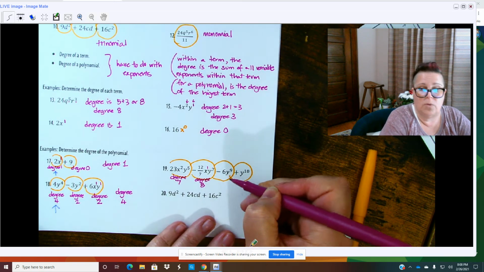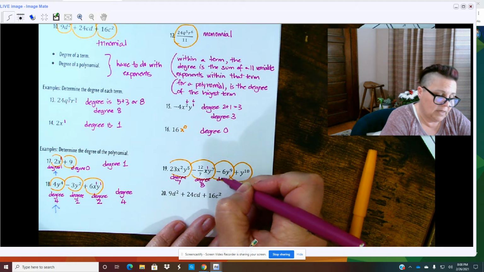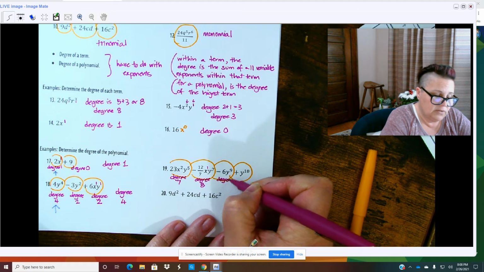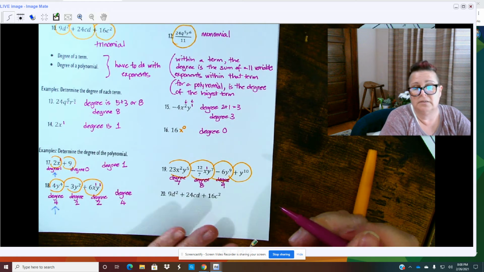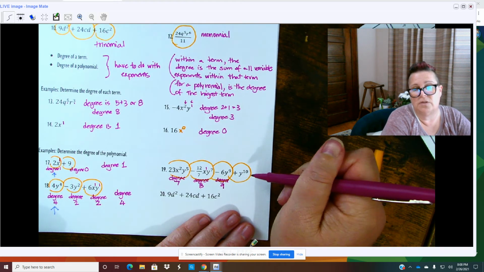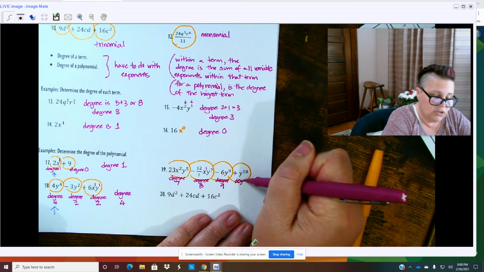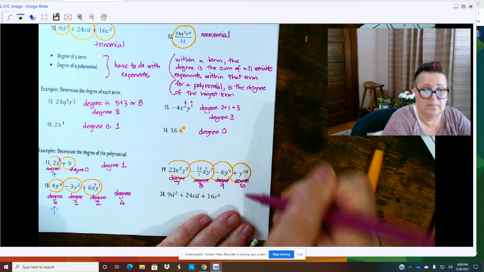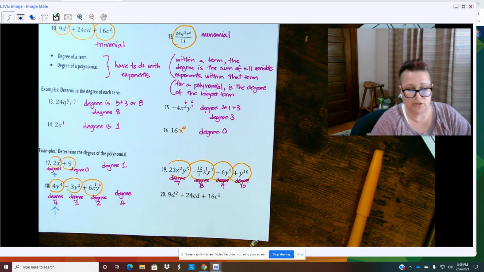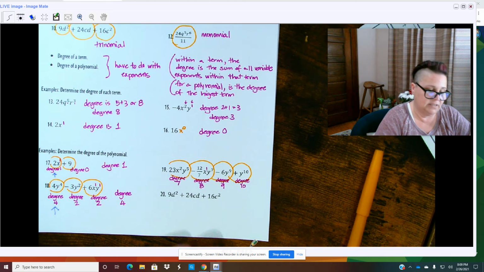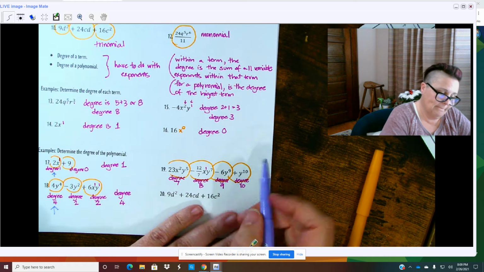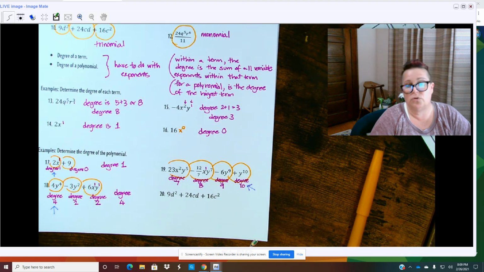The third term only has 1 variable in it with an exponent of 9. So this is degree 9. And the fourth term has only 1 variable in it with an exponent of 10. So this term is degree 10. Of the 4 terms, which one has the highest degree? So degree 10 is the degree of the polynomial.